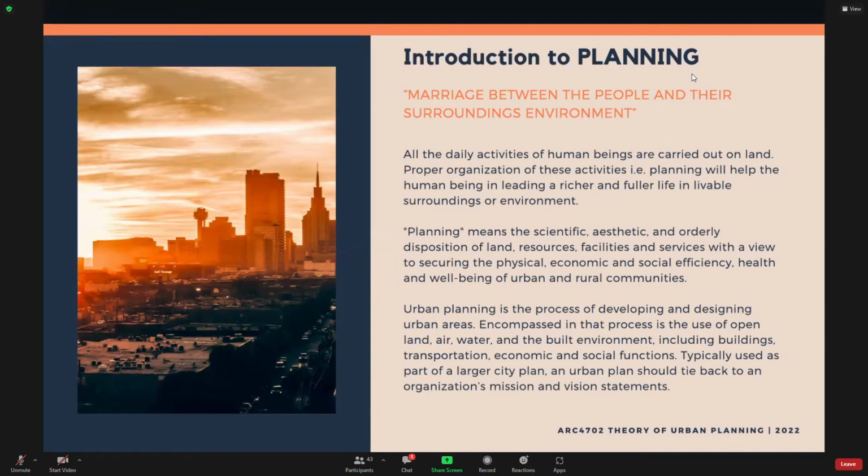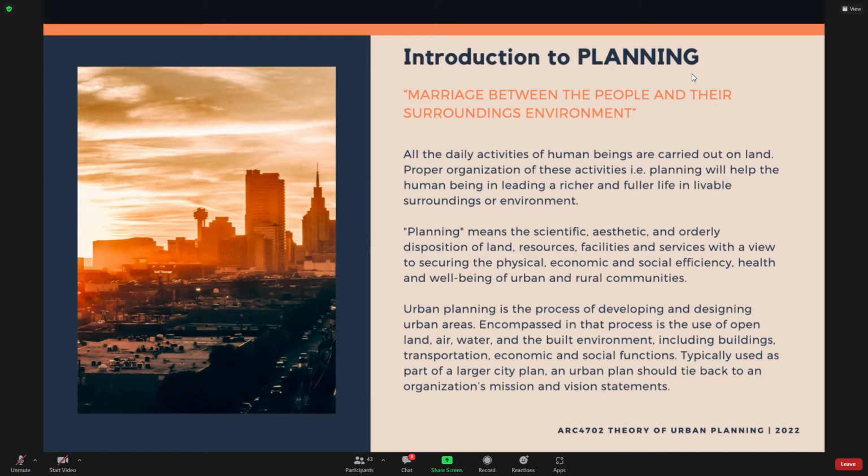And then urban planning is the process of developing and designing urban areas. The first two paragraphs are on planning, so what is planning? And then the third one is on urban planning. When you talk about planning, to achieve the well-being of urban and rural communities, urban planning is the process of developing and designing urban areas. So we just add on the urban term.